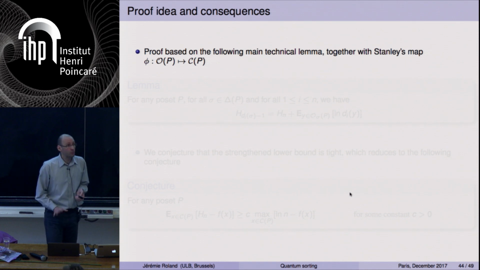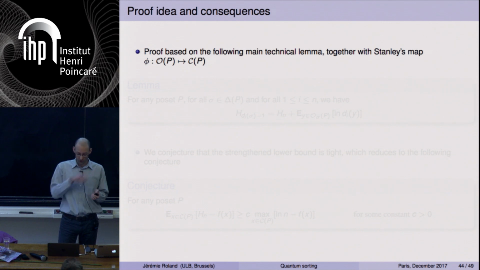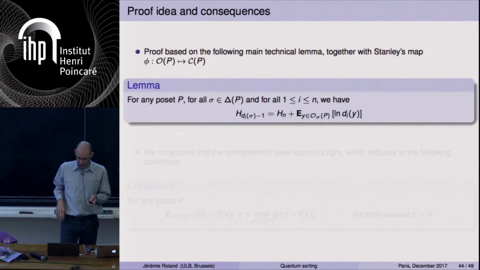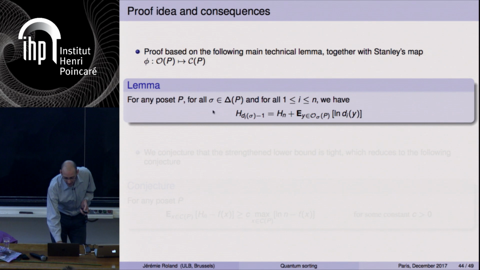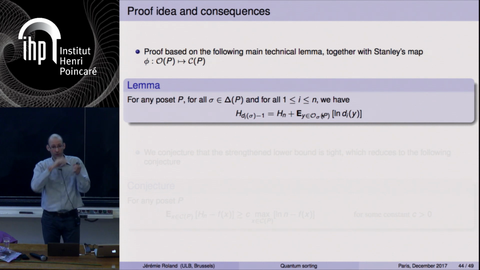So the proof is based again on the same techniques using these polytopes and this map from the order polytope to the chain polytope, and some technical lemma related to harmonic numbers and expectations of logarithm of coordinates over these polytopes.